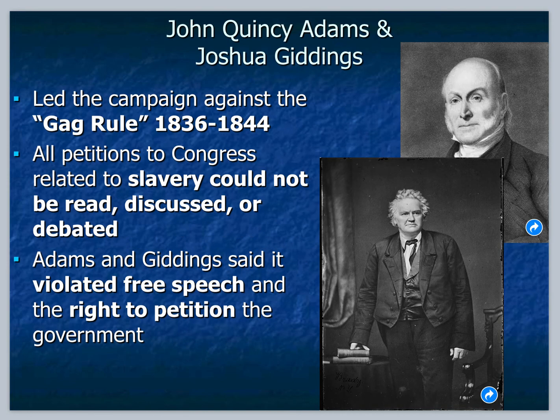John Quincy Adams, as you know, President of the United States. He actually defends slaves in a court case, right? Because he defends the slaves of the ship the Amistad, where they had a mutiny. Also, Joshua Giddings, okay? They created petitions to end slavery.